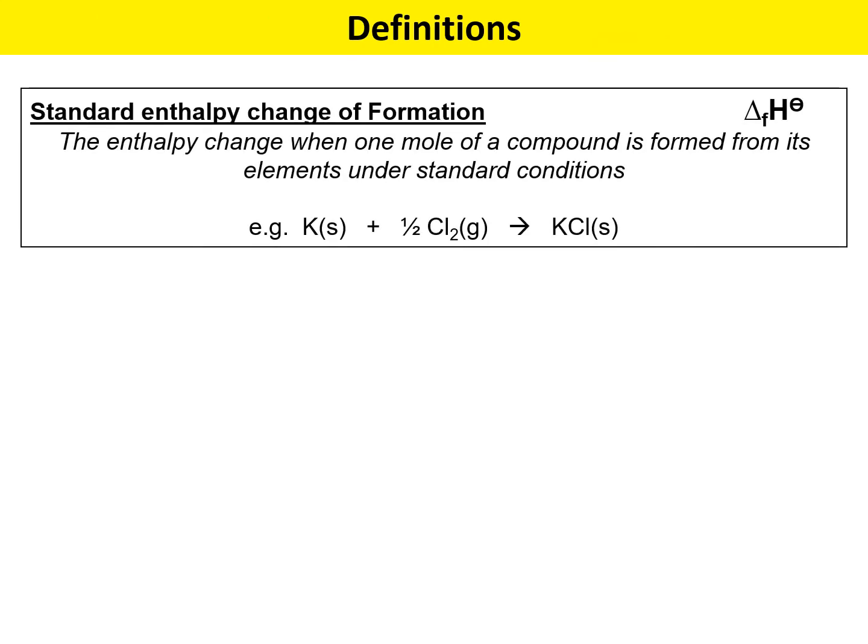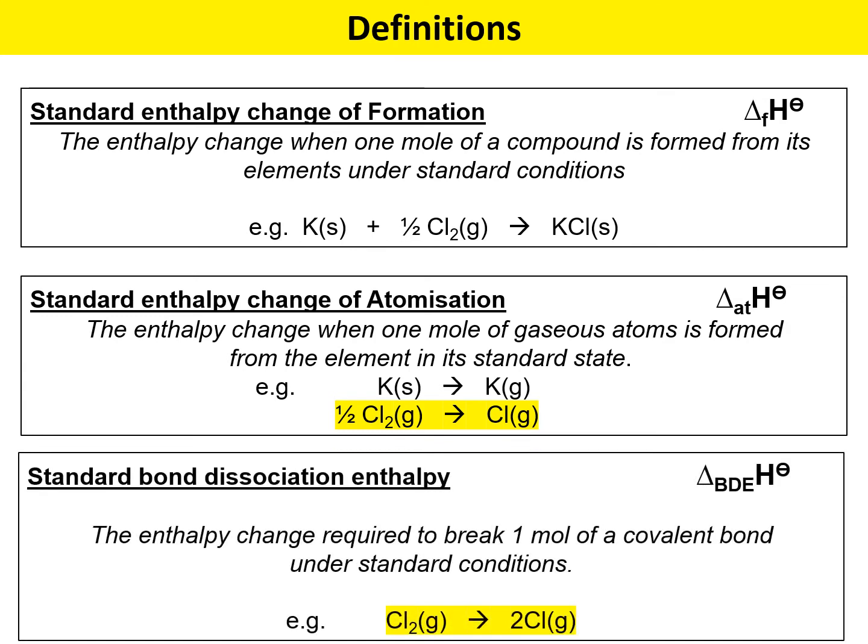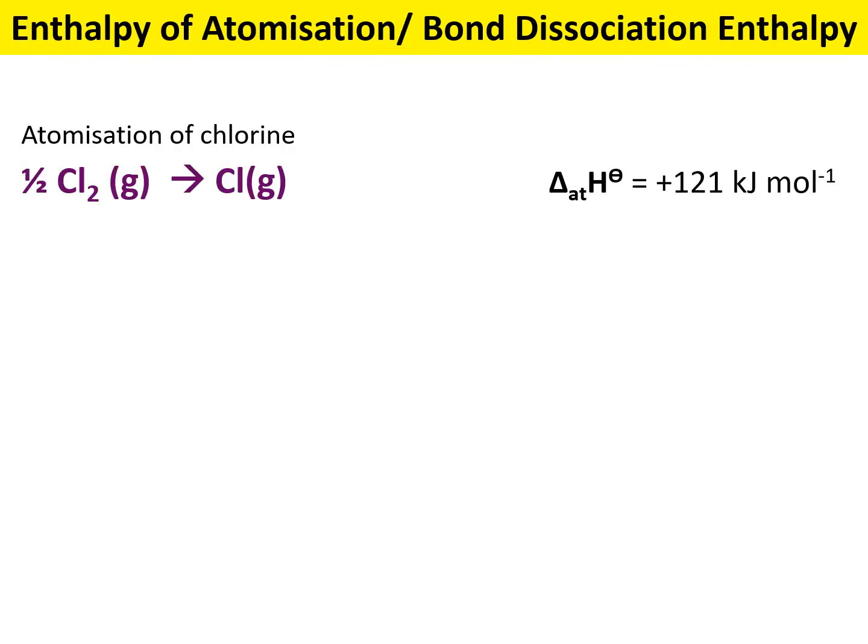The other definitions you will need to know are the standard enthalpy of formation, which you met at AS level, the standard enthalpy of atomization, which is when 1 mole of gaseous atoms is formed from the element in its standard state, and the standard bond dissociation enthalpy. By definition, enthalpy of atomization produces 1 mole of gaseous atoms, so you have to watch out for diatomic elements such as chlorine. So half a chlorine molecule would give you 1 chlorine atom. However, that means you need to use half a mole of chlorine molecules to get 1 mole of chlorine atoms.